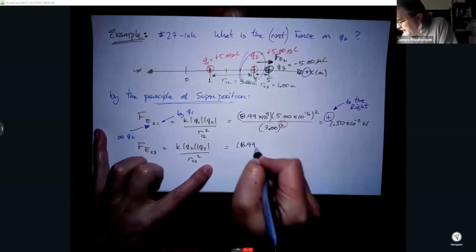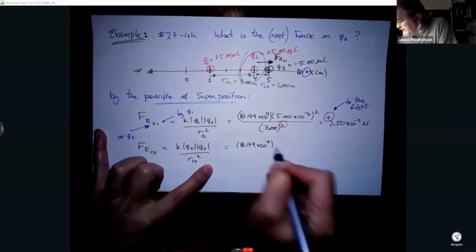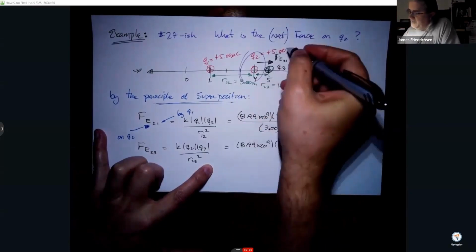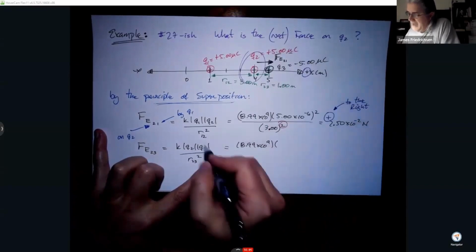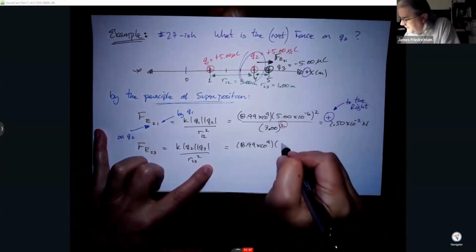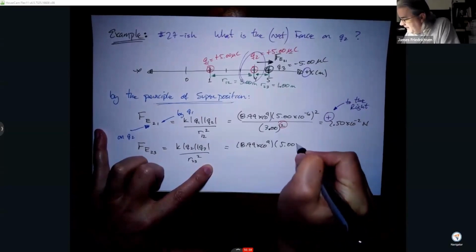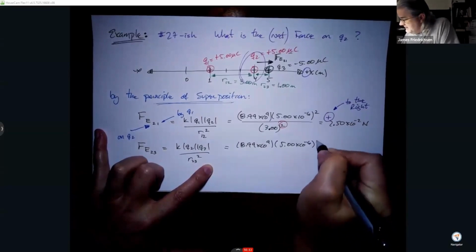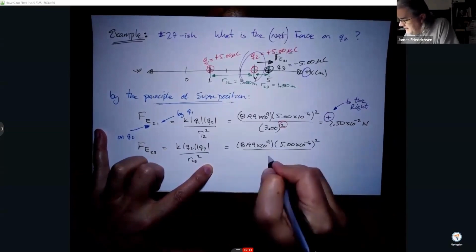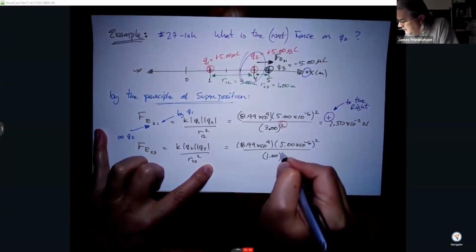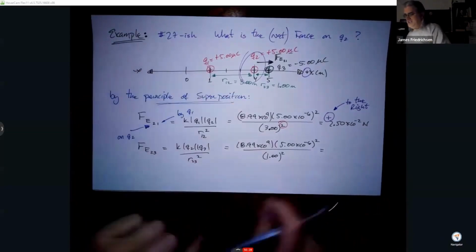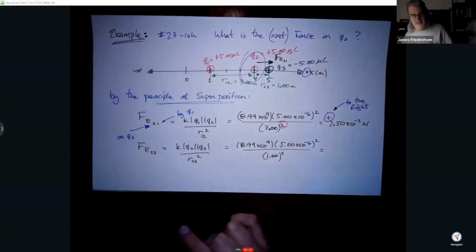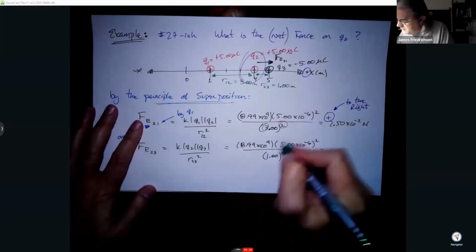So 8.99 times 10 to the 9th. Charge 1 is plus 5 micro. Charge 3 was minus 5 micro, but we're going to do absolute values, so they're identical. Our 5 times 10 to the minus 6, and so I can square that divided by our 1 meter squared. And so then really the only thing that changed between the first calculation and the second calculation is that this 3 becomes a 1.